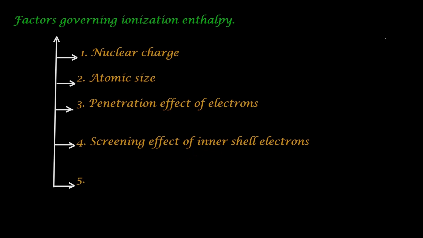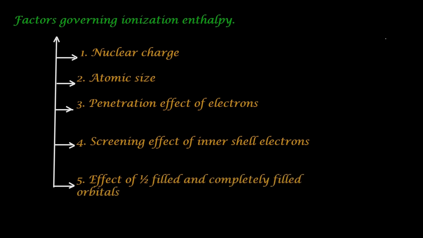Fifth one, effect of half-filled and fully filled orbital. You have already learned that half-filled and fully filled outermost shells will provide the atom more stability than others. Now let us see how these factors affect ionization enthalpy.